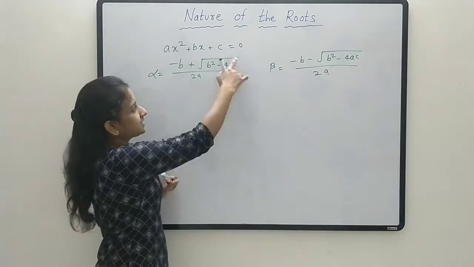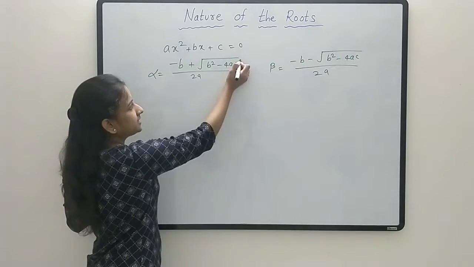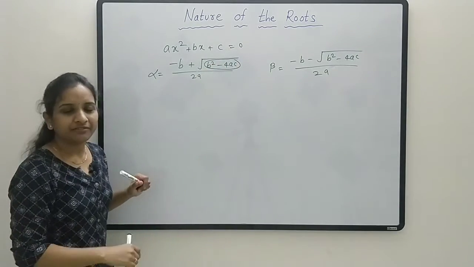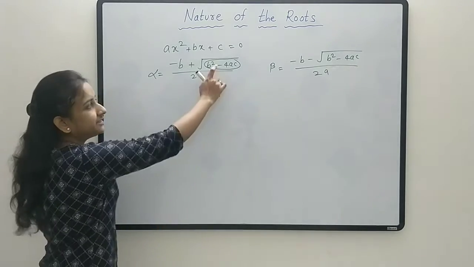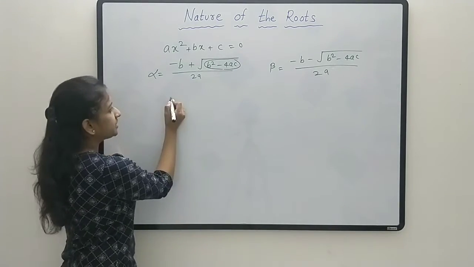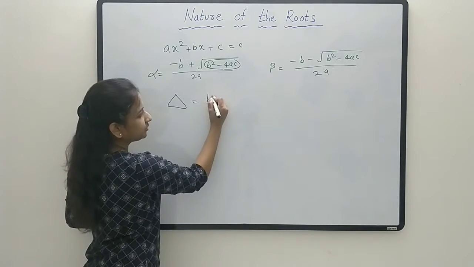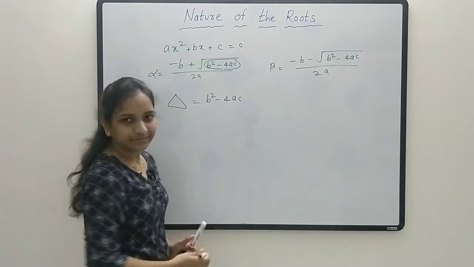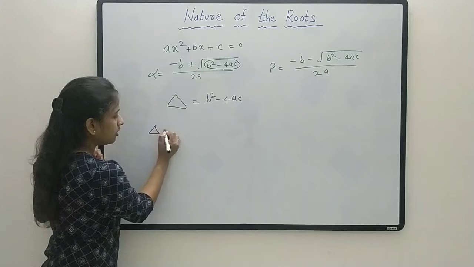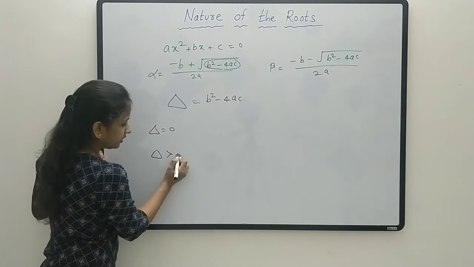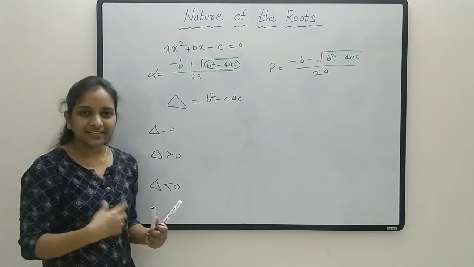This square root term decides the nature of the roots. This term decides whether the roots are real or not real, equal or not equal. That's why this is called the discriminant and denoted by delta. Delta is equal to b square minus 4ac. So delta can be 0, delta can be positive or delta can be negative. Based on this, we can find the nature of roots.